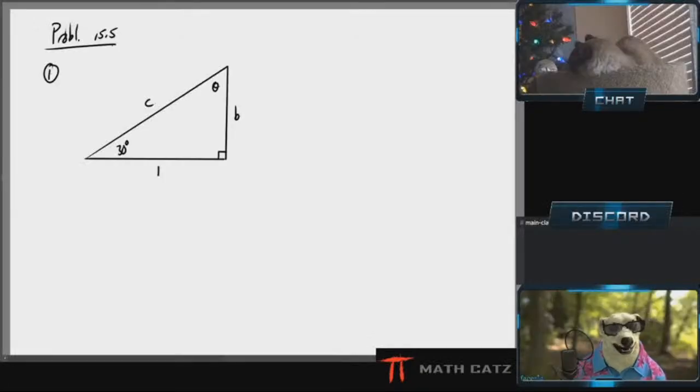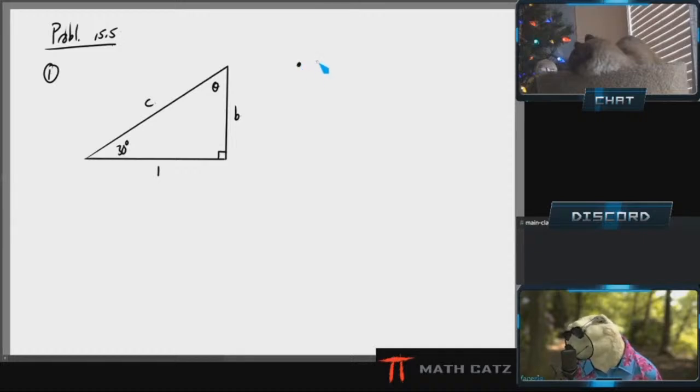All right, now we are in business. So this is our last session on trigonometric functions and our introduction, where we're going to start with problem 15.5. We have these two side lengths and one angle that we don't know and we have to find.